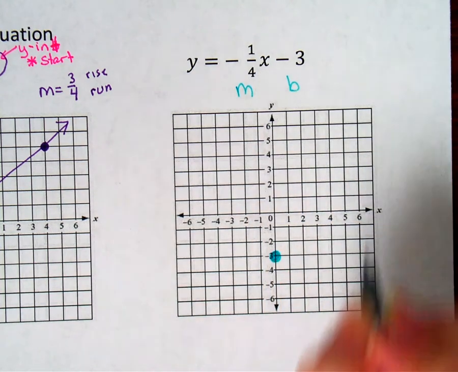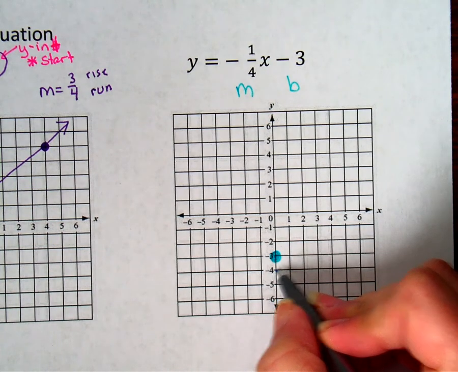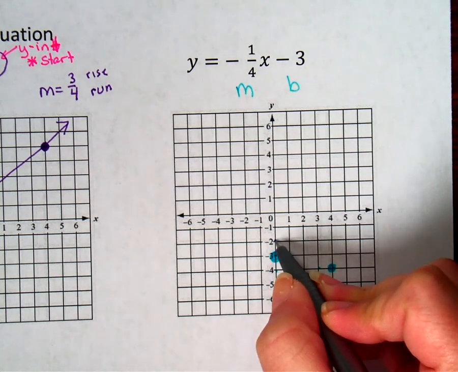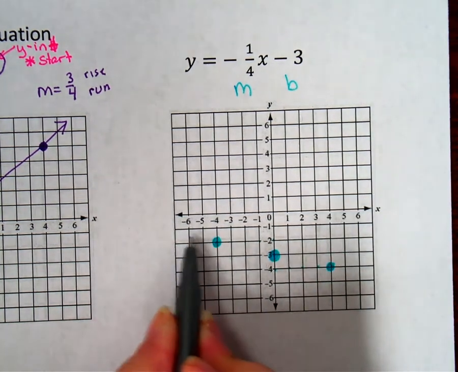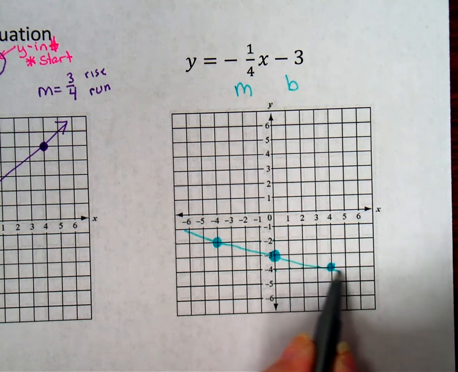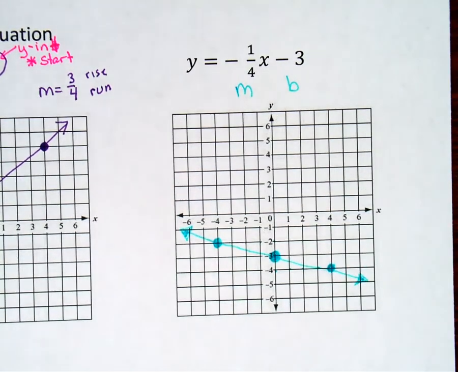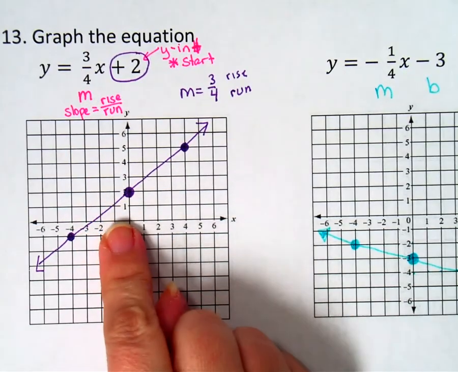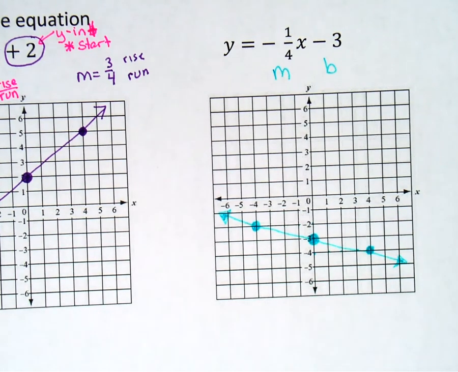So that means when I do my rise, I'm really going to rise downwards and then run to the right. So I'm going to rise a -1/4. Or if I do rise a +1, then I have to go a -4. So that my graph looks something like this. Okay? So remember, positive slope, when you finish your graph, you should be going uphill. A negative slope, when you finish your graph, you should be going downhill. Okay? Let's look at the next one.